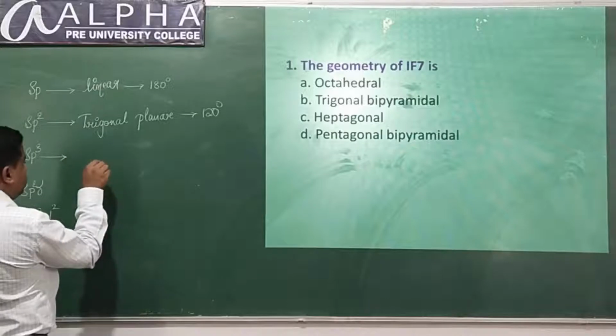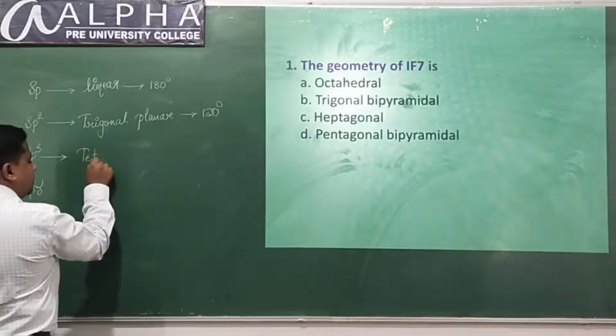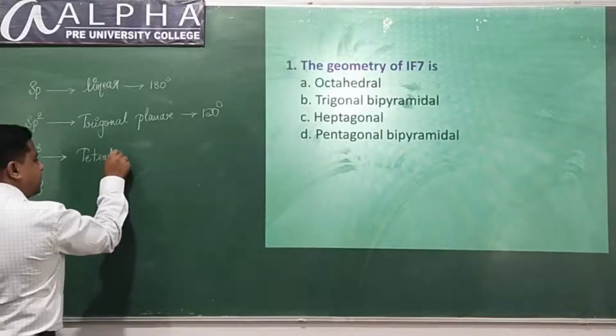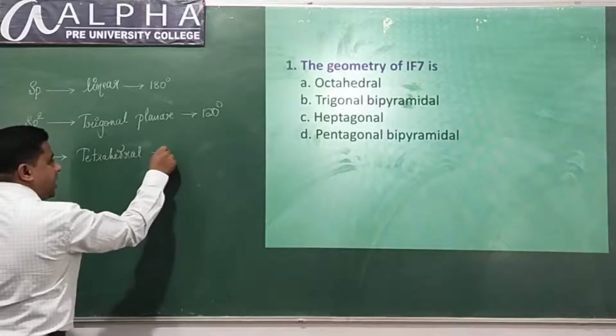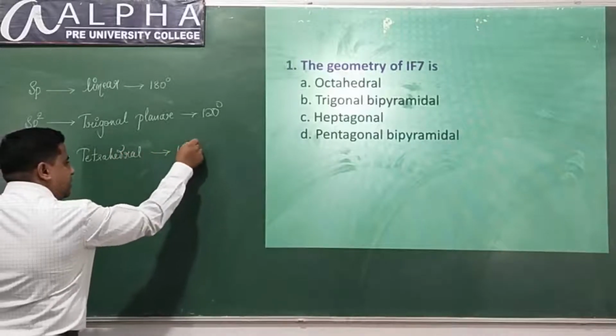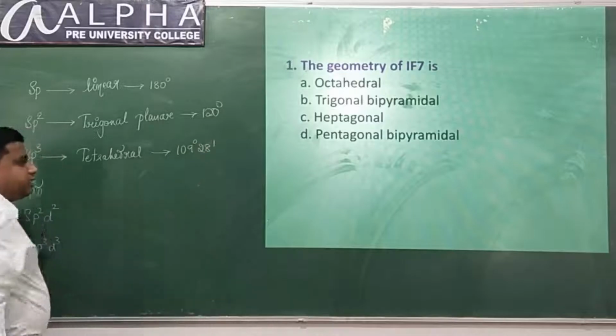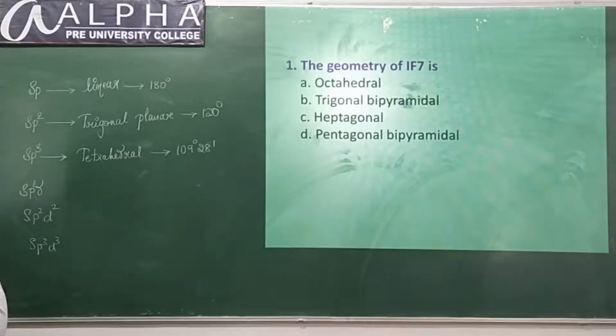sp3 hybridization, yes, what is the geometry? It is tetrahedral geometry, and bond angle is 109 degree 28 minutes. 109 degree 28 minutes. Is that correct?